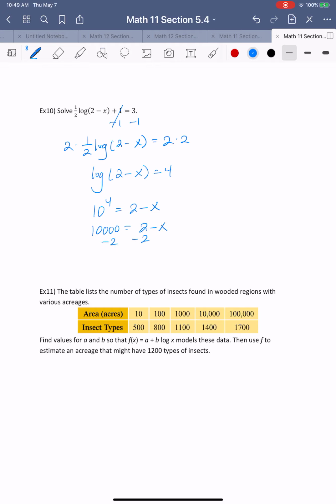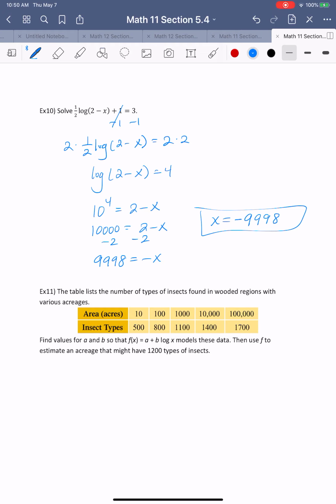Subtract 2 from both sides. I got 9,998, which equals negative x, and divide by -1. It should be negative 9,998. Okay.